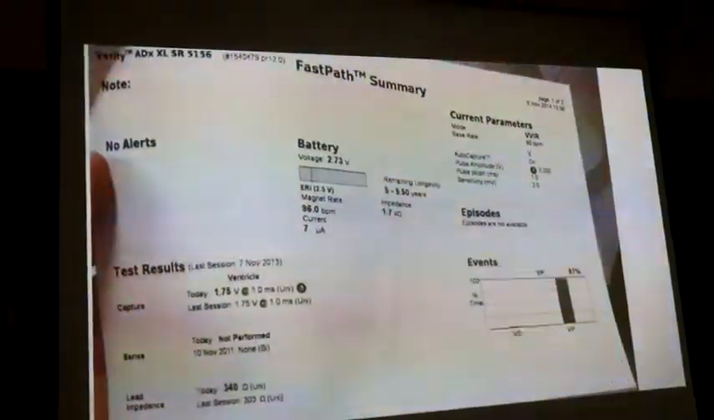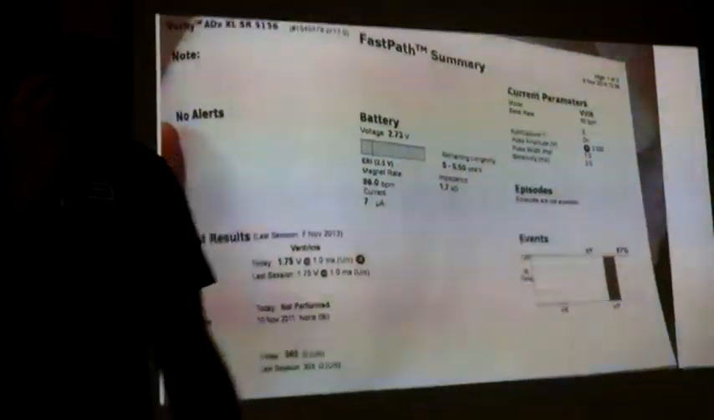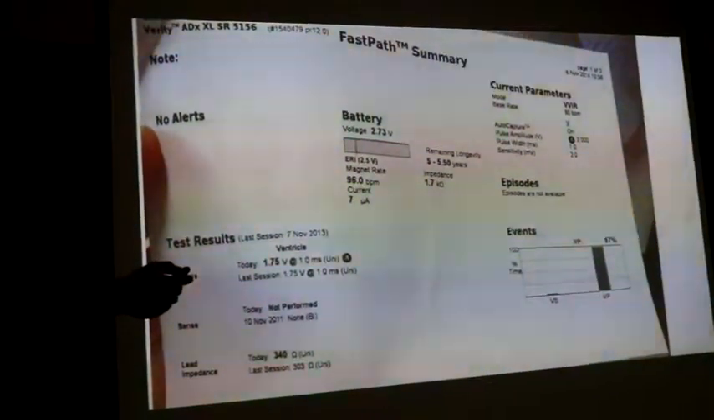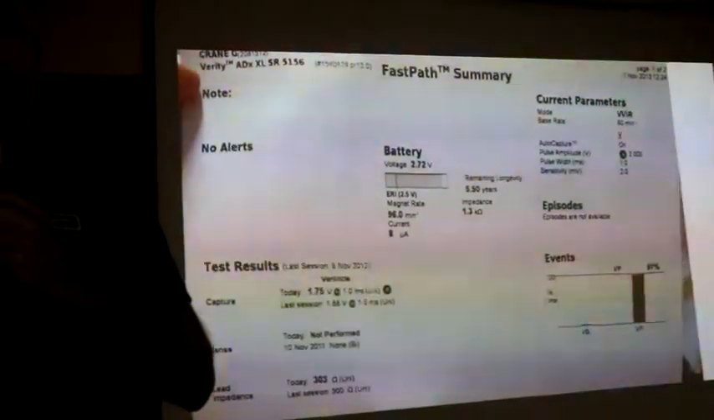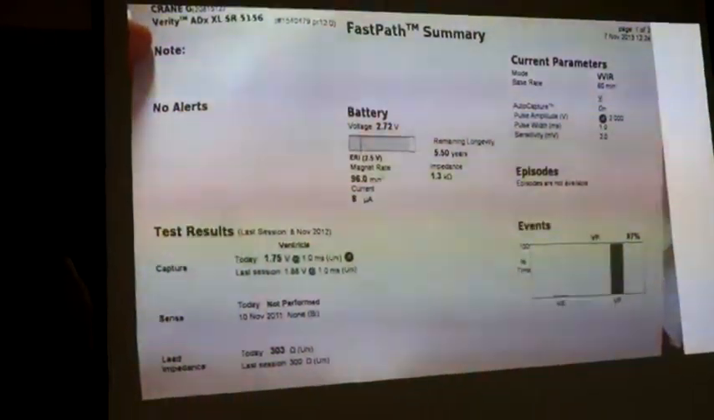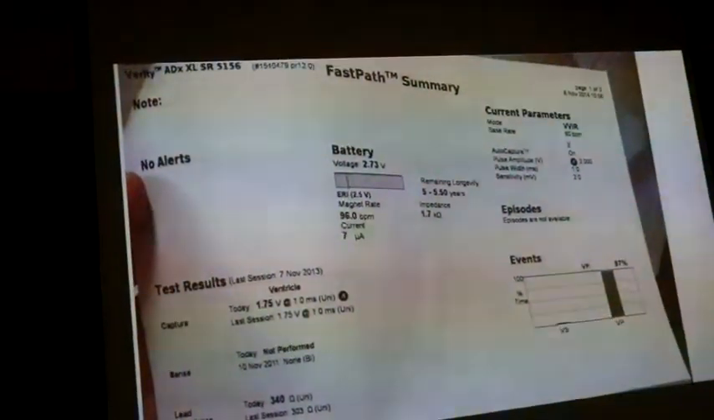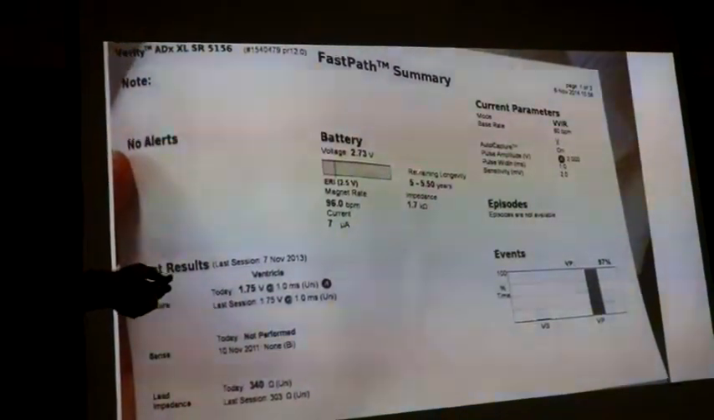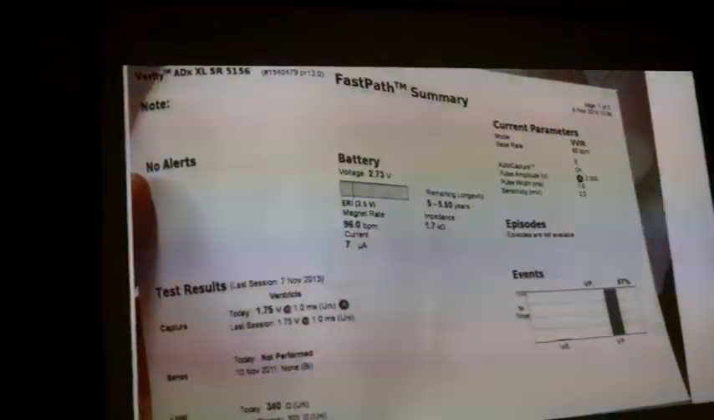So he comes back in 6th of November 2014. Battery voltage has gone up, but, hang on, let's go back. Yeah, battery voltage has definitely gone up. This is crazy. What is this? Is it a unicorn? No, it's not a unicorn. It's a donkey. Battery voltage has just gone up. Remaining longevity is still five and a half years. Magnet rate we ignore because it's this. Impedance 1.7.